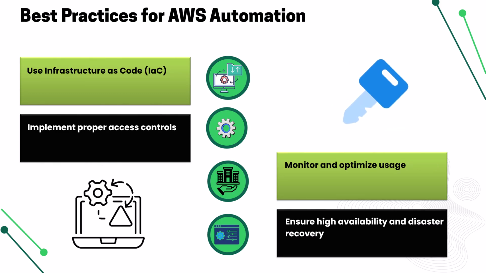Following best practices can turn automation from helpful to game-changing. IaC keeps everything versioned and reproducible, while access controls secure your resources. Keeping an eye on optimization ensures efficient usage, and because outages are the enemy, disaster recovery plans are a must. Think of it as preparing for a rainy day, except the rain is your infrastructure deciding to misbehave.